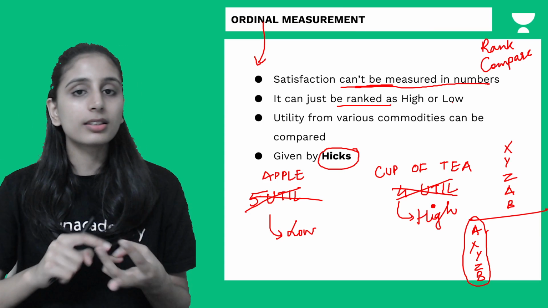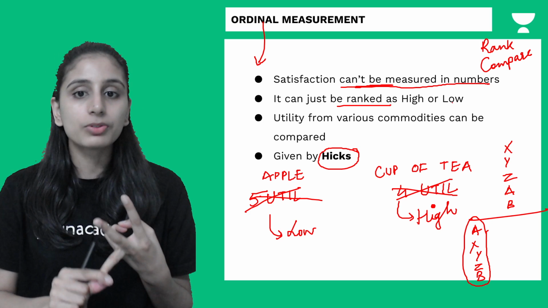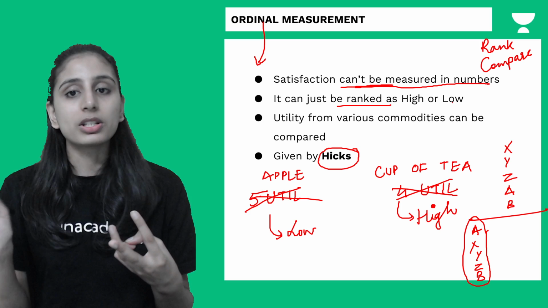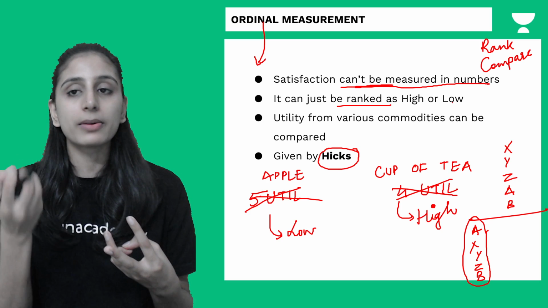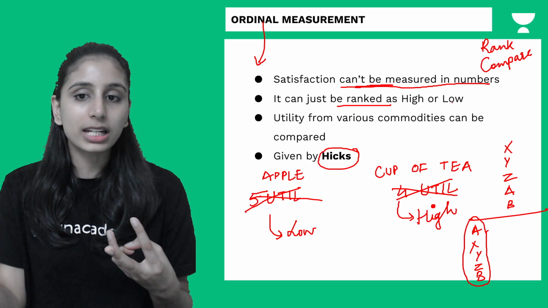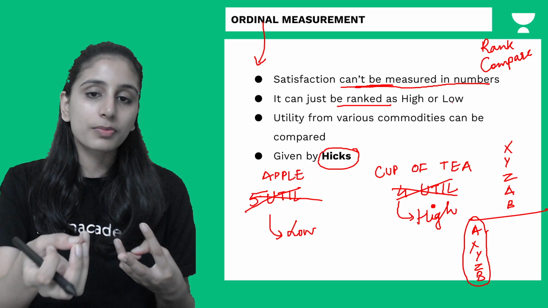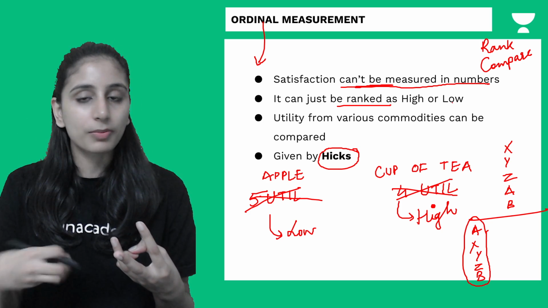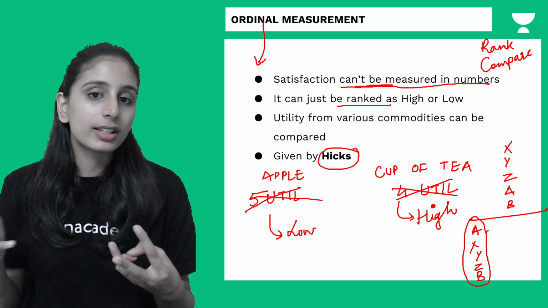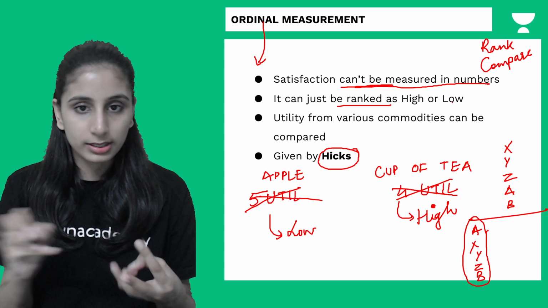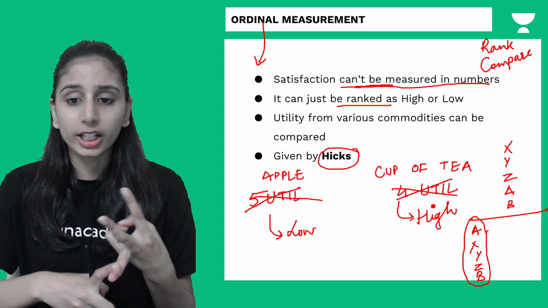Okay, now the second approach was ordinal measurement, which was given by Hicks. He was also an economist. He said we cannot measure utils in terms of numbers. हम सिर्फ preference दे सकते हैं कि I get low satisfaction from this, high satisfaction from this, or I get more satisfaction from this commodity and less satisfaction from this commodity. And we can rank various commodities, but we cannot like say in absolute numbers. Okay. This was ordinal approach.